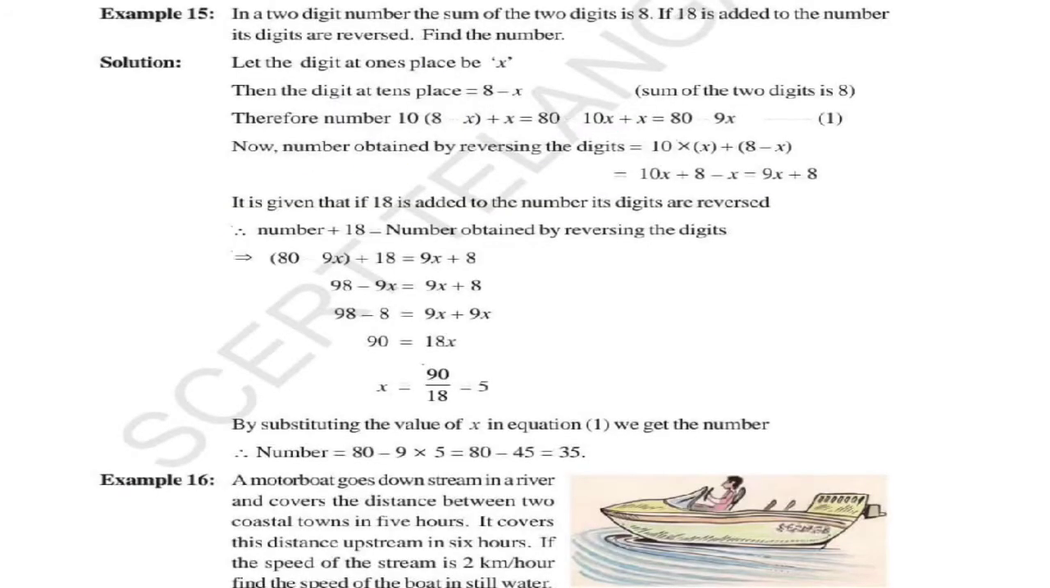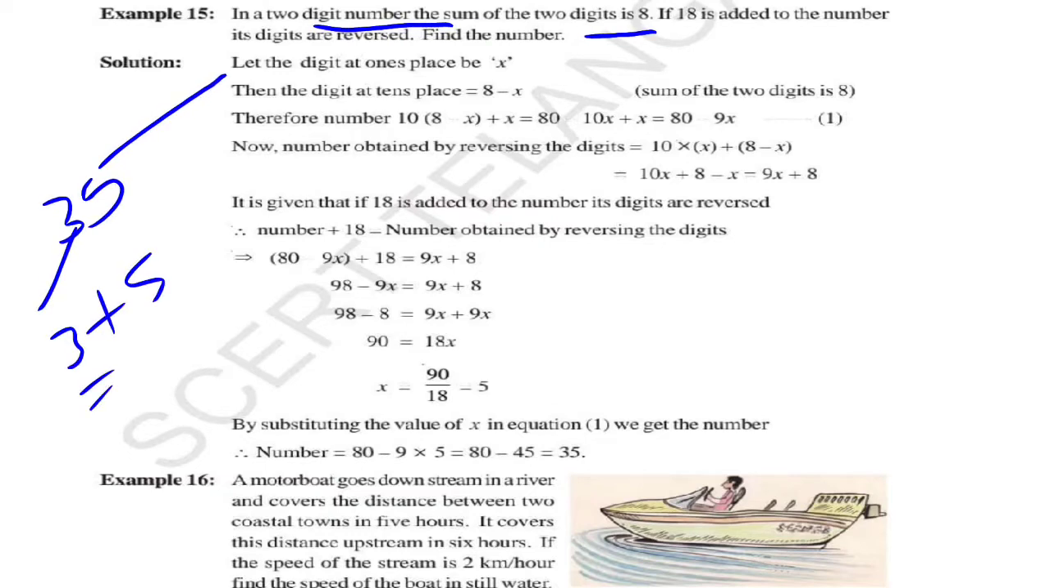Let's start today's class. Example 15. In a two-digit number, the sum of the two digits is 8. See, for example, 35 is a two-digit number. Digits means a unit place and a tens place. So their sum equals 8. Okay, so this is the question.